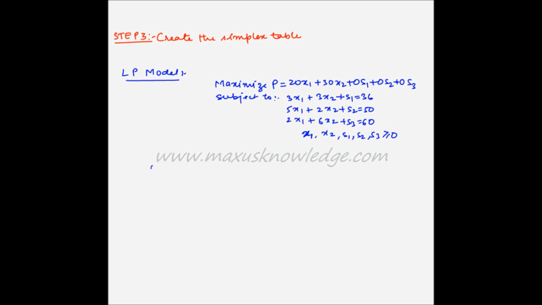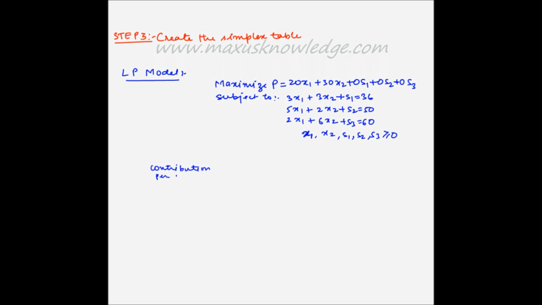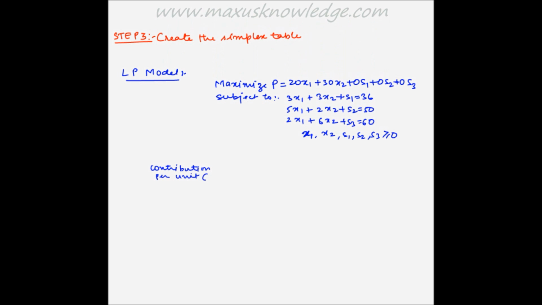So, contribution per unit or Cj. So we'll place all the coefficients of the objective function: 20, 30, 0, 0, 0.